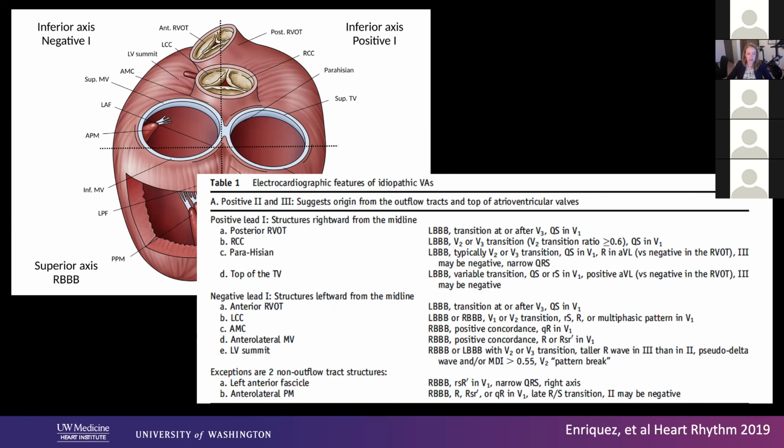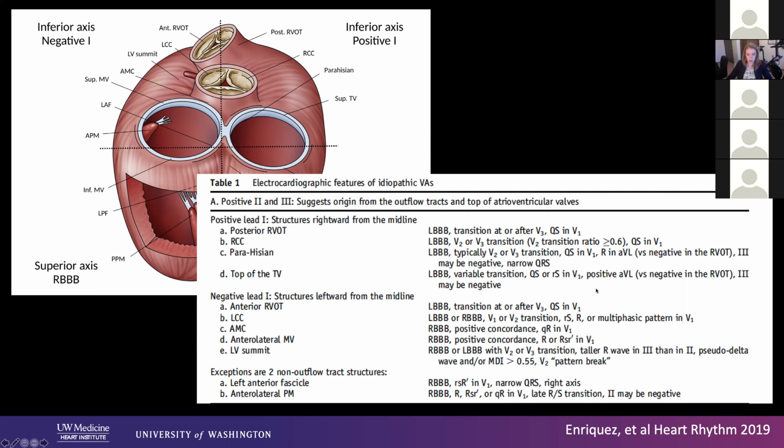And the RVOT is actually markedly leftward of the LVOT of the aortic cusp, but not the entire thing. There is some overlap there. So as you move through, if you're positive in lead one, these are structures that are rightward of midline. You can have some positivity in lead one from the posterior RVOT, sort of posterior free wall. The right cusp itself is fairly lateral there. Parahisian, and then some tricuspid valve PVCs, which are fairly rare.